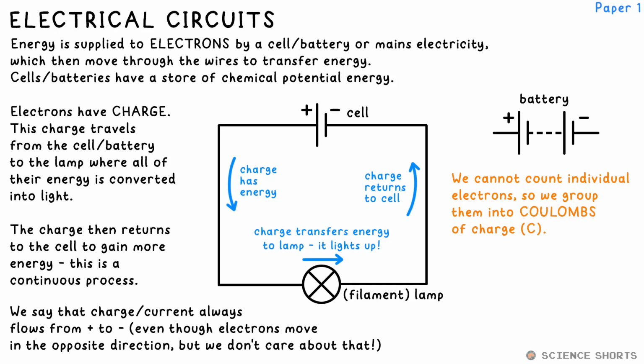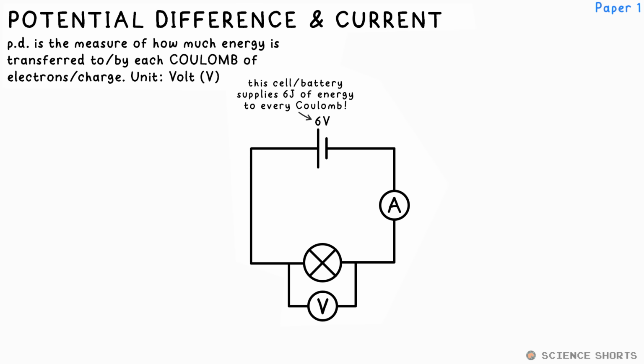We don't deal with individual electrons, but instead deal in coulombs of electrons, or coulombs of charge. Potential difference, PD for short, also known as voltage, tells us how much energy is transferred per coulomb of electrons. So if a cell or battery says it's 1 volt, that means that it's 1 joule of energy given to every coulomb of electrons that pass through it. If a battery is 6 volts, that means 6 joules is supplied per coulomb instead.